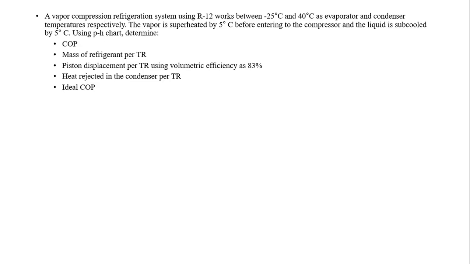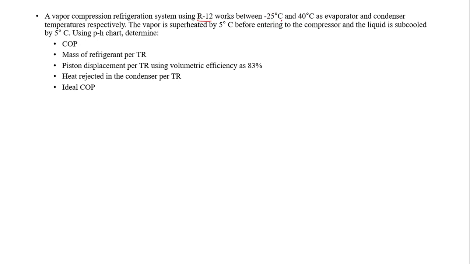Hello friends, in this video we are going to see the numerical on VCR where the temperature limits are given and the cooling capacity is given indirectly. Okay, so we'll see the statement. Here is the statement given: the vapor compression refrigeration system using R12 as the refrigerant, which is working between -25°C and 40°C.